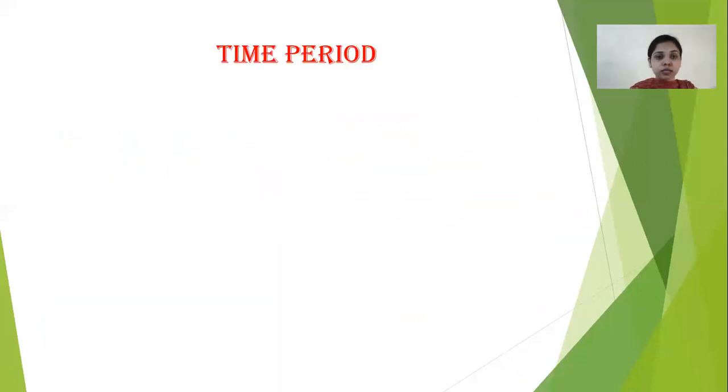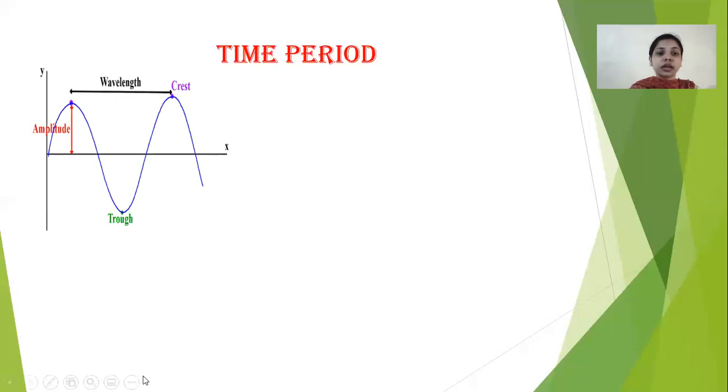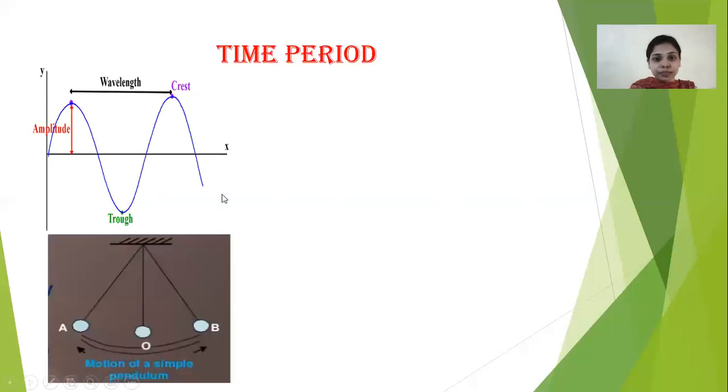Now the next term is the time period. Time period is also another property of the sound wave. So what is the time period? The time required to complete this one cycle, meaning one crest and one trough make one cycle or one wave. Okay, this is complete. Here is one crest and the lower half part is called a trough. So one crest and one trough make one wave. So the time required to complete this one wave or the time required to travel this one cycle is called its time period, right?